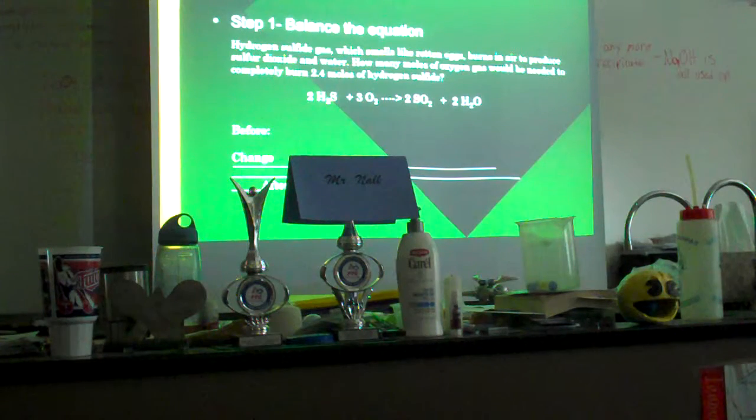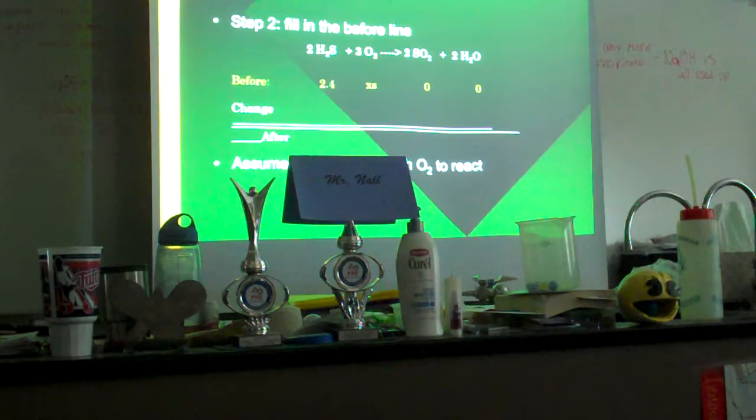Okay, so step 1, balance the equation. 2H2S plus 3O2 yields 2SO2 and 2H2O. That's the chemical reaction, that's how it would balance. So then for the before part, okay, am I good to go on to the next one? Okay.